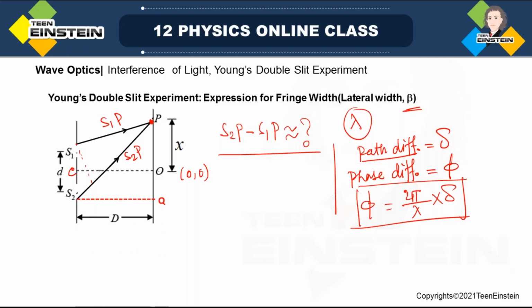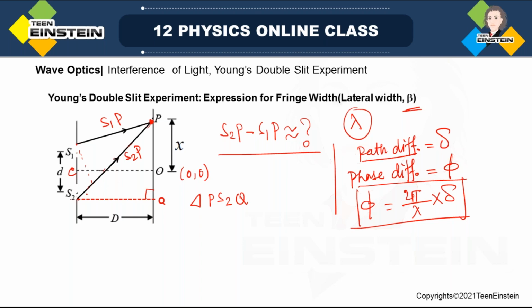Now let us see. We'll take a triangle PS2Q. See this triangle. This one, and this one. This triangle we will take. So this is a perpendicular which I have drawn from S2 to the screen, which is S2Q, perpendicular to this screen. Okay.